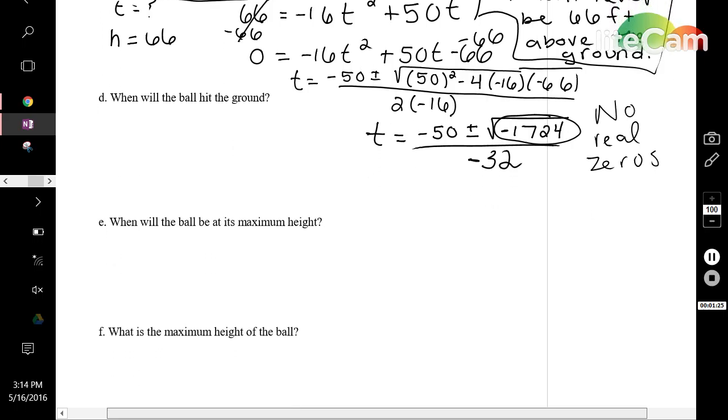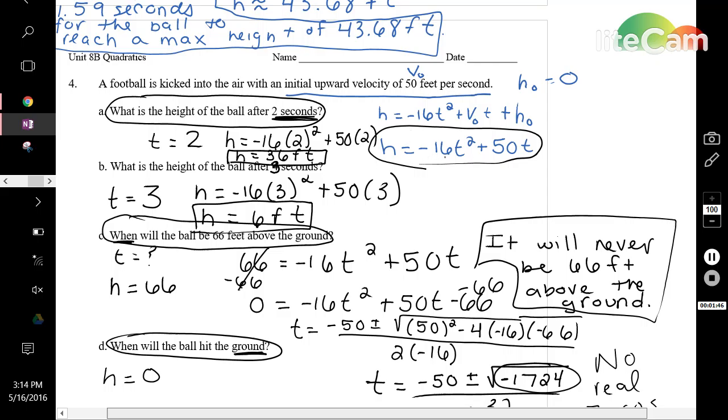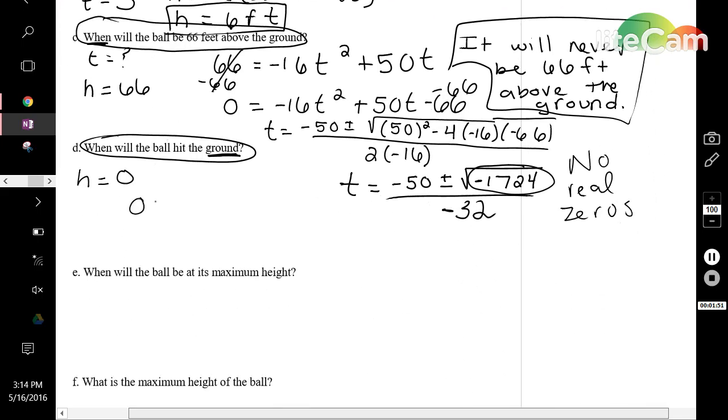Part D is asking when the ball will actually hit the ground. So when will the ball hit the ground? We talked about ground. So that means our ending height on the ground would be 0 feet. So what we're going to do now is plug in 0 for h in the equation that we had up here, negative 16t squared plus 50t. So I'd have 0 equals negative 16t squared plus 50t.